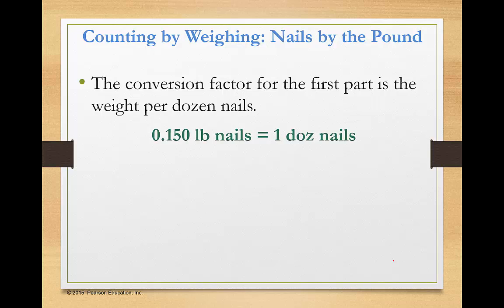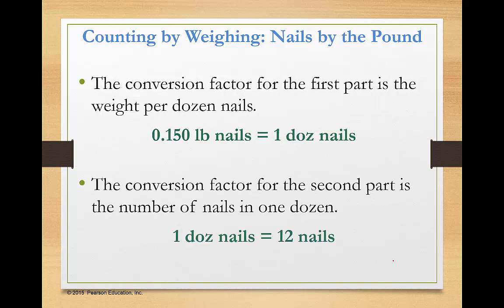The conversion factor for the first part was the weight per dozen nails, okay? And the conversion factor for the second part is the number of nails in a dozen. That will work the same whether we're talking about nails or atoms. If I can say the mass I have per a given number of atoms, and then I know for that number of atoms how many individual atoms there are in there, I can do the same thing. I can set it up the same way.